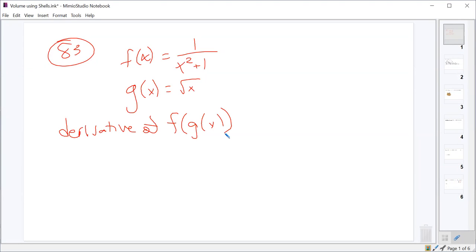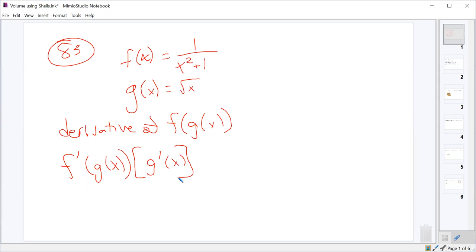All right. First off, this is a composition of functions, right? F of g of x. So there are two ways to go about doing this problem. The first way is the chain rule. The derivative of a composition of functions is f prime of g of x times g prime of x. If you just know that chain rule formula, you can do that.